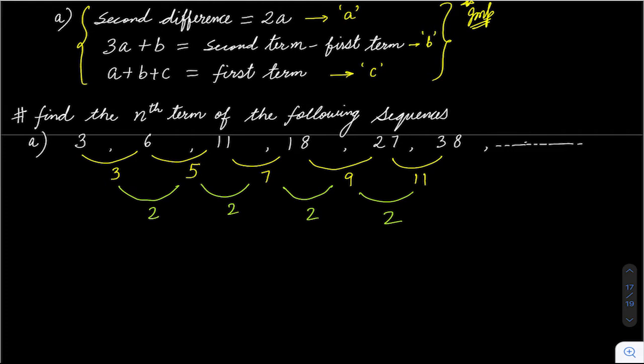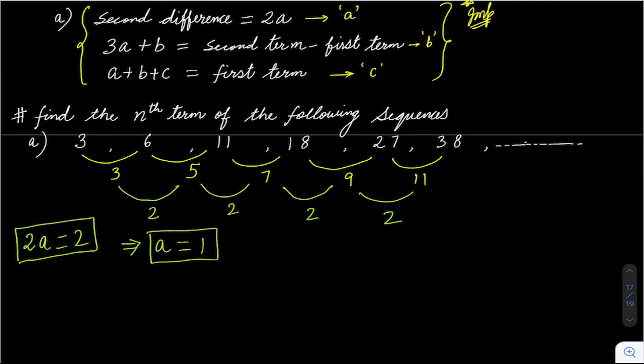Hence, if the second difference is the same, it's a quadratic sequence. Now it says in the first line, the second difference is always 2a. So my 2a is equal to 2. Done. From this, we are directly getting the value of a. Easy, I think. Now let's go to the second point. It says 3a plus b is always equal to the second term minus the first term. Now what is the second term? 6. What is the first term?